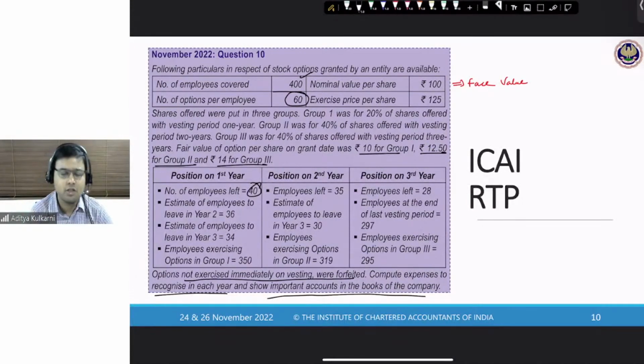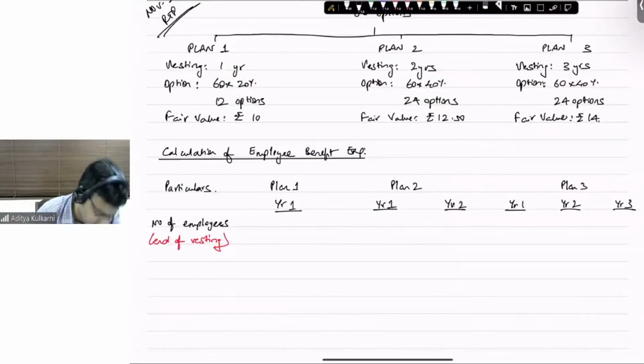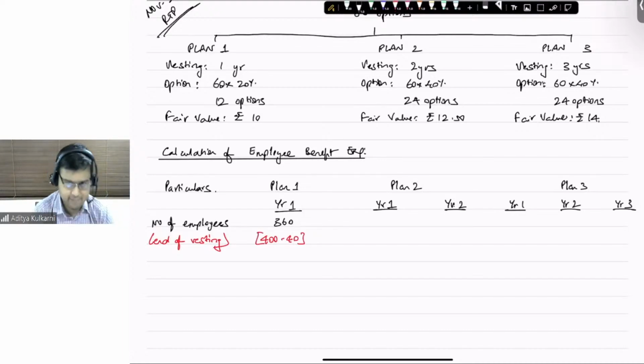So the first group, entire 360 employees, it has vested. So this is going to be 360. How do I get this 360? Well, 400 minus 40. This is actual. Okay. All right.